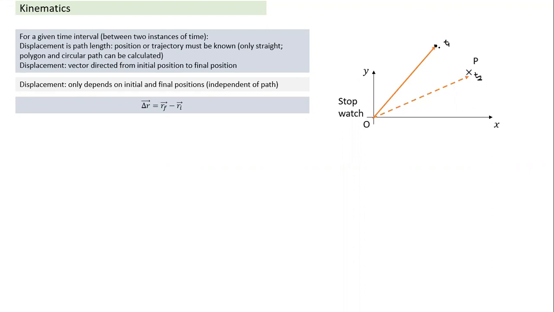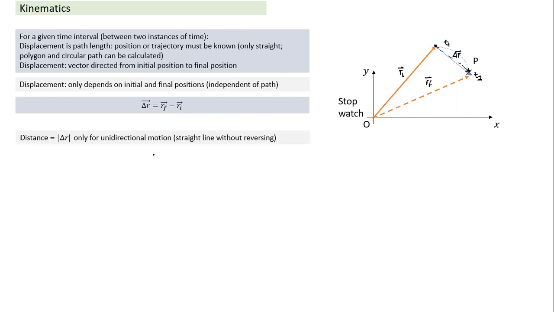This is the displacement during this time interval. We call this delta r vector. And this vector is also equal to this vector plus this vector. If this is the initial position vector and this is the final position vector, the displacement vector is r_f minus r_i, vectors: the final position vector minus the initial position vector. It's independent of path. But this is the path the particle has taken.